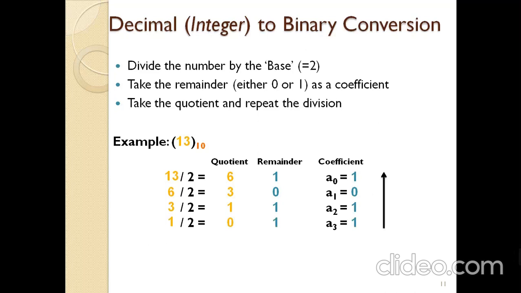Finally, you take the coefficients from bottom to top. So we get the answer: the base 10 number 13 is equivalent to binary 1101. This is the decimal to binary conversion. There are three steps. First, divide by base 2. Take the remainder, either 0 or 1, as a coefficient. After that, the quotient is taken and repeatedly divided by base 2 until it reaches 0. That is the condition. This is for the first conversion, for only the integer part.